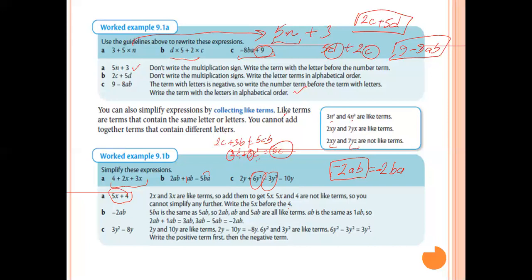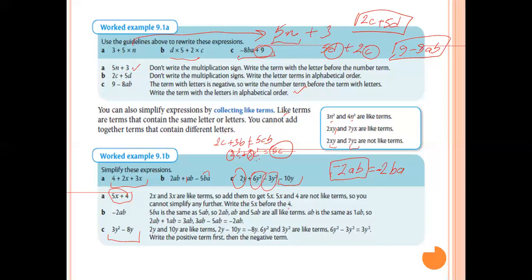And minus 10y and 2y are like terms, only their coefficients are different. It's no problem. So 2y minus 10y is equal to minus 8y, and plus 6y squared minus 3y squared is equal to 3y squared. As you see here also, 3y squared minus 8y.